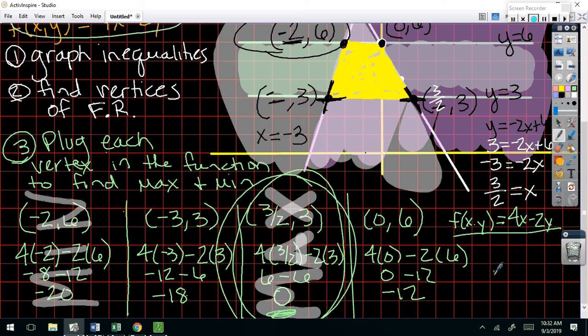Let me write that for you. Max of 0 at 3 over 2, 3. And you have a minimum of negative 20 at negative 2, 6. So why are we finding that? We're going to do an application type problem to show you, which means it's a word problem. We're going to set it all up and then do it.